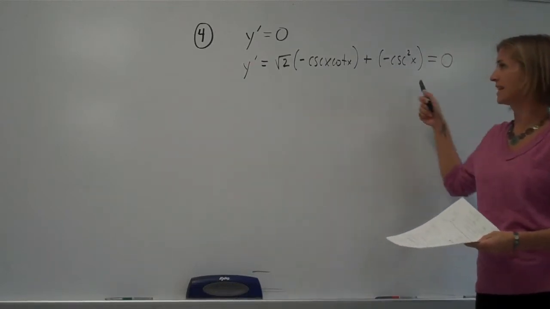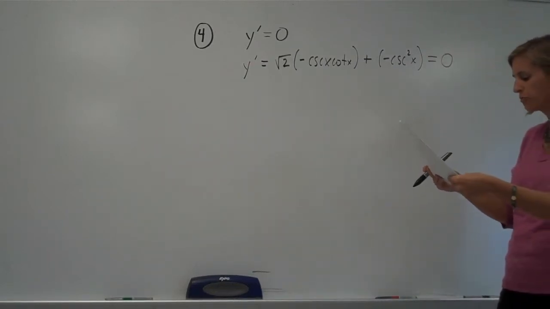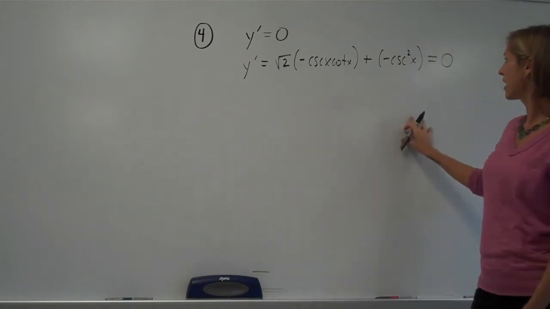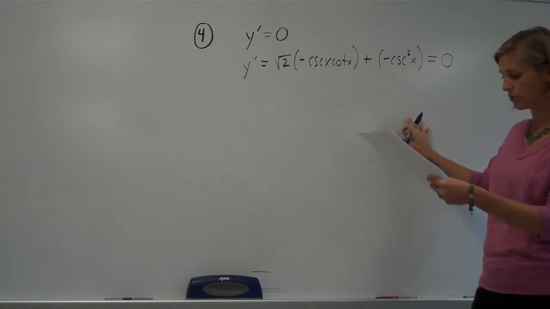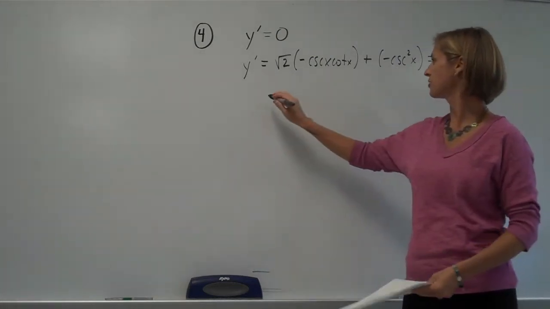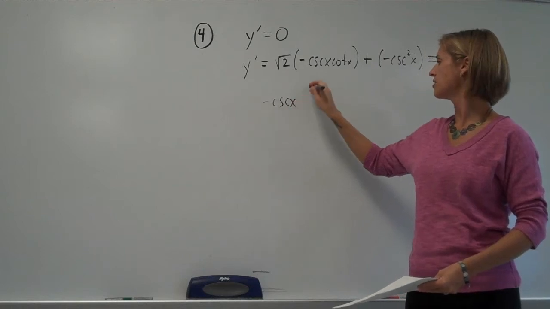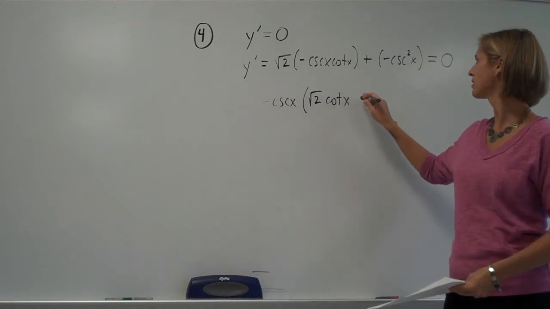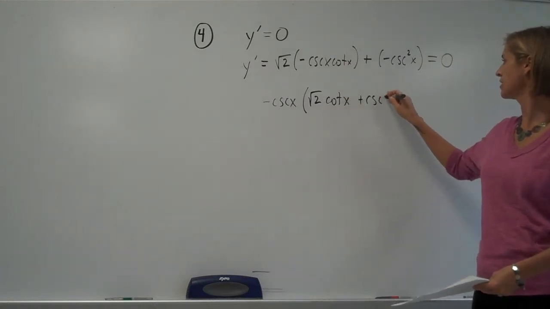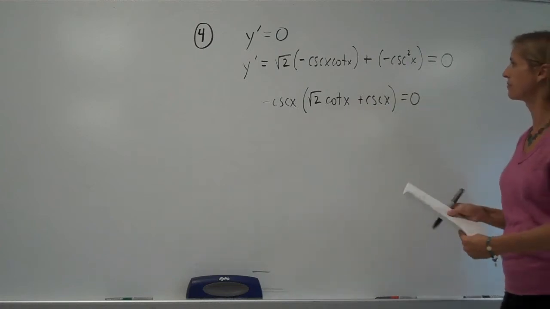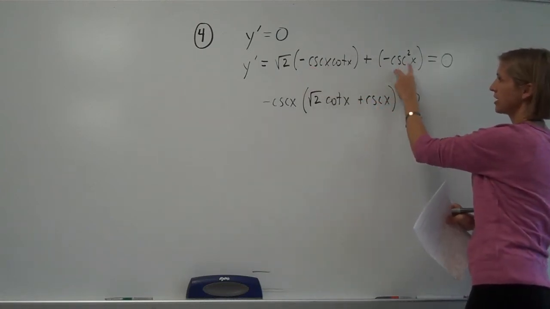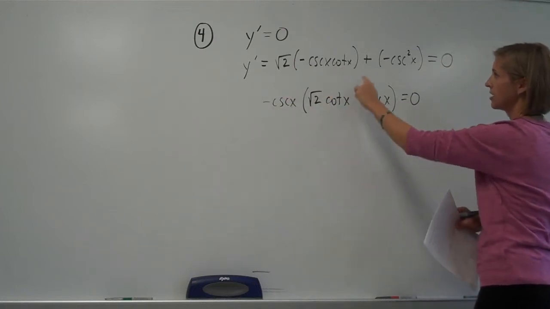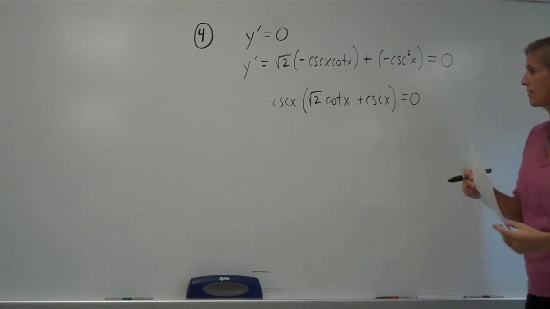So I'm trying to find out when this is equal to 0. From here, the algebra and the trig is a mess. What I did was factor out a negative cosecant x to the front. I took out both cosecants as negative, so I have left root 2 times cotangent x plus just one of these cosecants left.